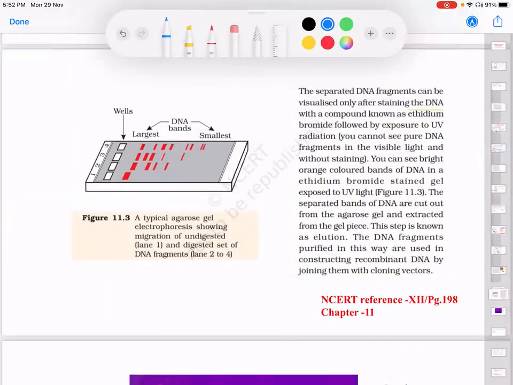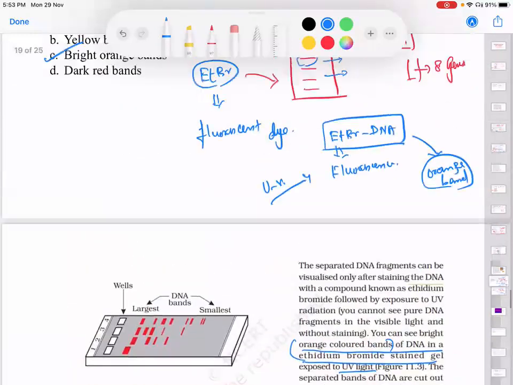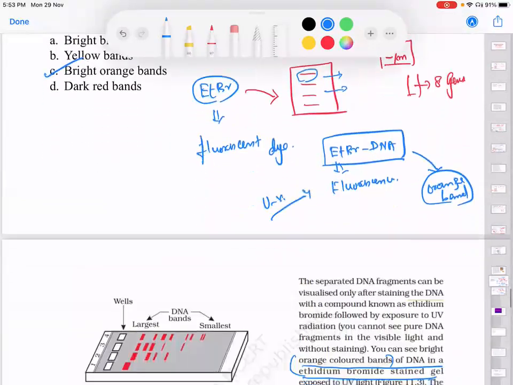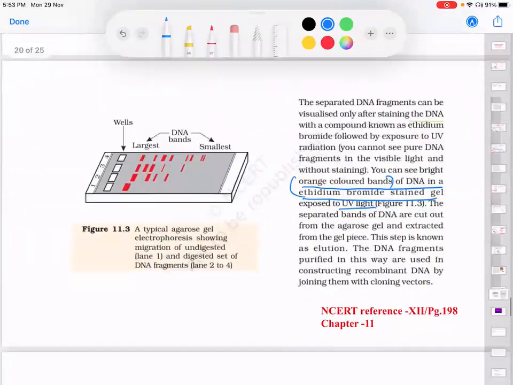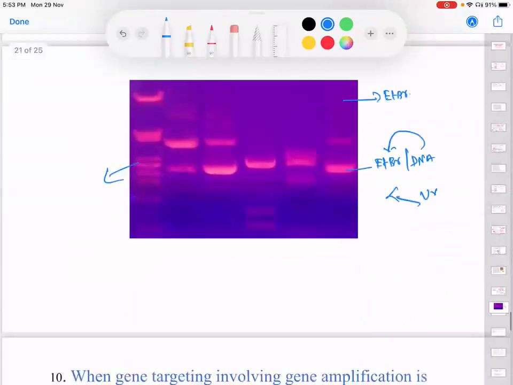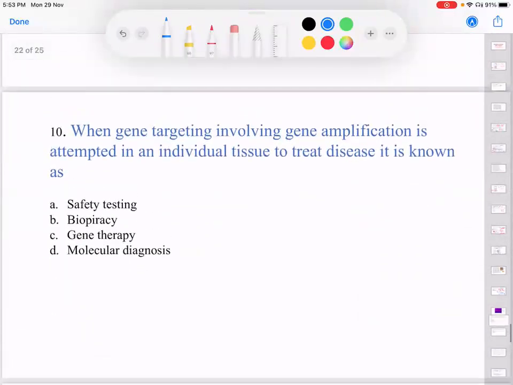I think it's a direct question. So, exposed to UV light, orange colored bands of DNA in an ethidium bromide gel. So you can see the option cited here. So bright orange band. This is the 9th question, another straightforward question from agarose gel electrophoresis, and agarose gel electrophoresis will be from biotechnology principles. Right. So the last question, I think, the 10th question.